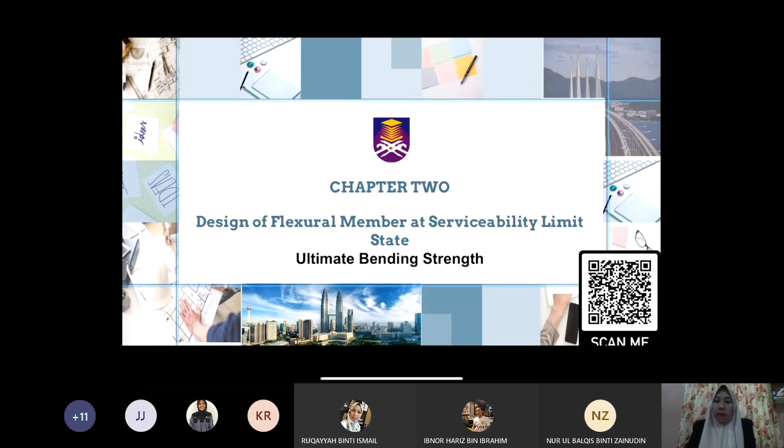Okay, so ultimate bending strength. For this topic, actually, it's not something new for you guys, because it's more or less the same thing as what you have done in your RC design. So please check your RC design notes just to recall, maybe you forgot how to design in terms of bending moment and all. You can recheck.